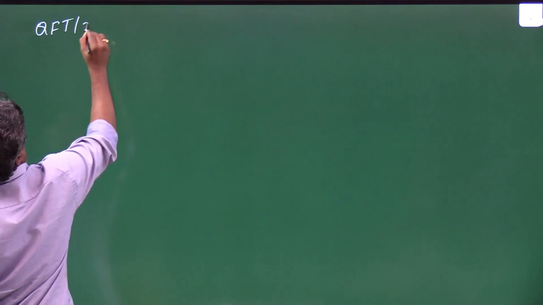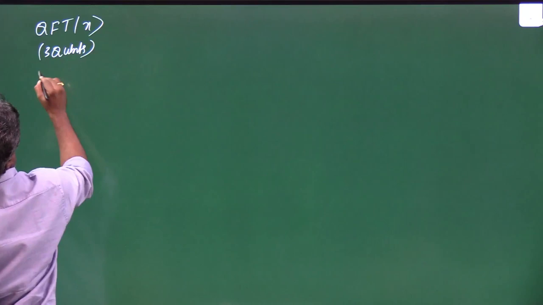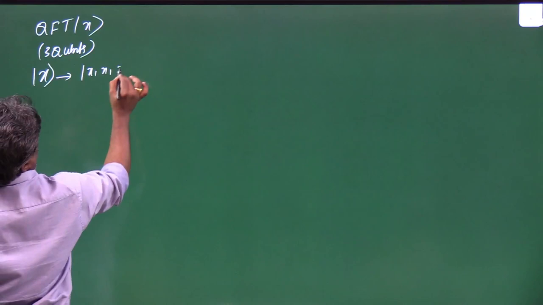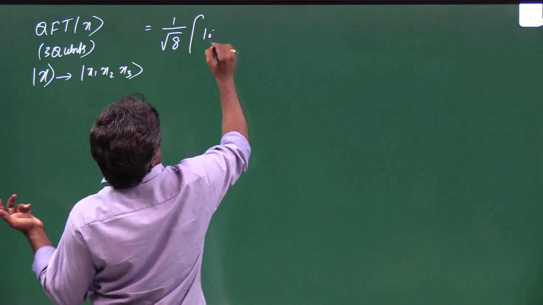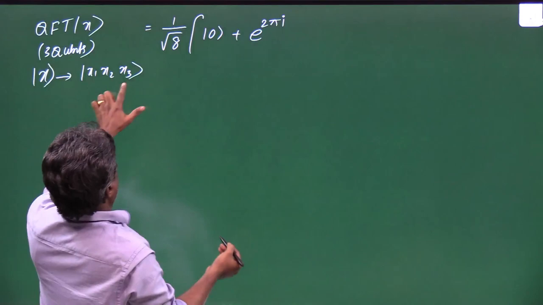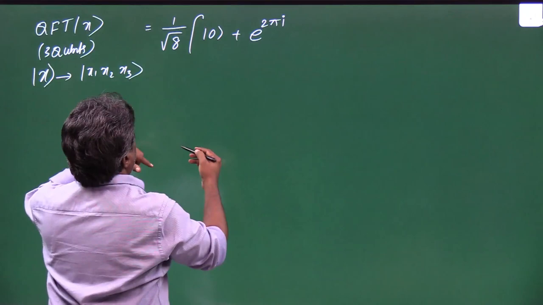So finally, we got a QFT of this x. For 3 qubits, you have written like this. Your x in decimal is nothing but the binary x1, x2, x3. Now you have already written 1 by root 8, ket 0 plus e raised to 2 pi i. I think it is better to say it another way. Shall we write another form and then this form?